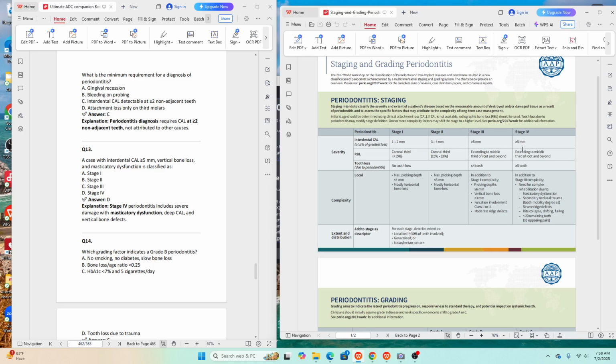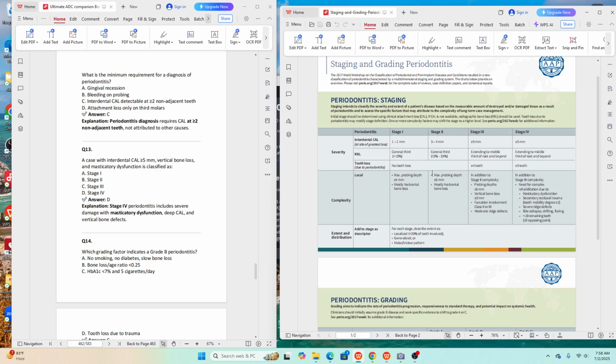Now I move on. In addition to stage 2, for stage 3, there is probing depth of more than 6 mm, but that is not mentioned here. There is vertical bone loss, that is mentioned here, so that is again a similarity. But is anything about masticatory dysfunction mentioned here? No. But masticatory dysfunction is mentioned here in stage 4. So you see, even though there are a lot of similarities between stage 3 and stage 4, this one word, masticatory dysfunction, classifies this question into stage 4. Correct?